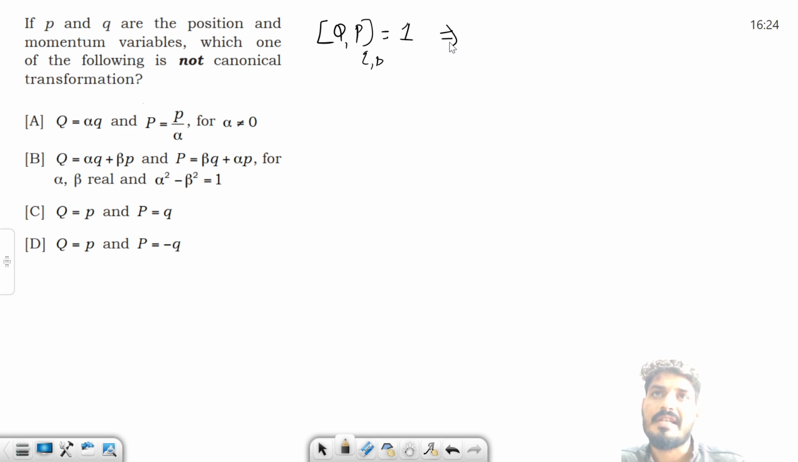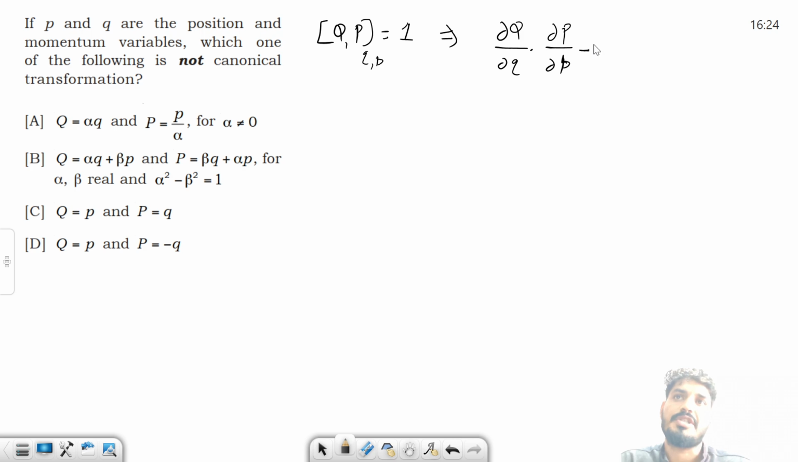That means I can say, what is this [Q,P]? This is nothing but Poisson bracket: ∂Q/∂q into ∂P/∂p, minus sign, this is small p, and then switch it, ∂Q/∂p into ∂P/∂q. This we have to find out. ठीक है, अगर ये 1 है then it is canonical, if it is not 1 then it is not canonical. So we have to check all the options one by one.